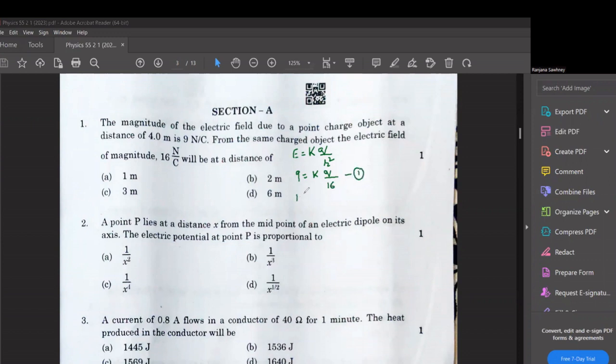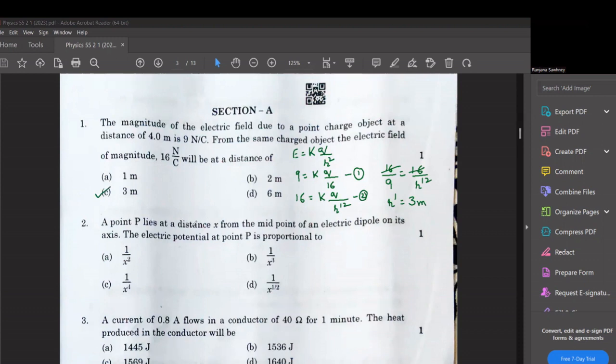Now here when the electric field is 16, you have to find out the distance. Let the distance be R dash, so it will be 16 is equal to KQ upon R dash square. Let this be equation number 2. So dividing 2 by 1, we get 16 upon 9 is equal to 16 upon R dash square. So 16 and 16 cancel out. R dash will be equal to 3 meter. Hence the correct option is C.